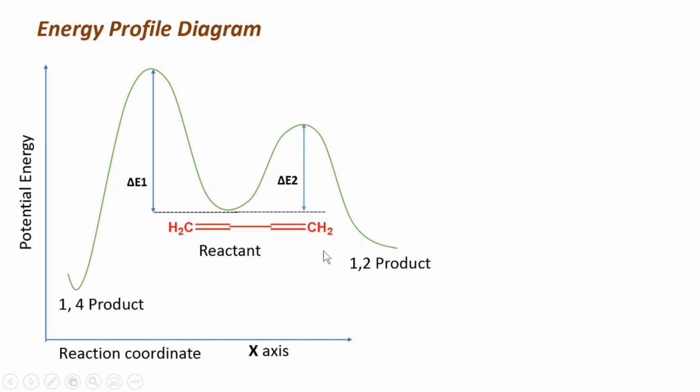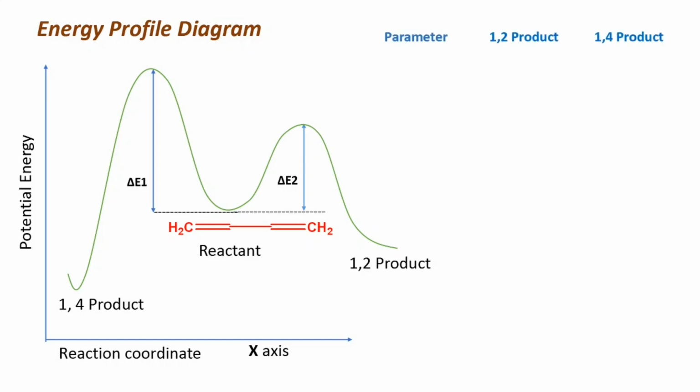The relative proportion of products does not reflect the relative heights of the energy barriers leading from the allylic carbocation to the products. They reflect the relative stability of the products themselves, since the 1,4 addition product is more stable and energetically favored. Such a reaction is said to be a thermodynamically controlled reaction.